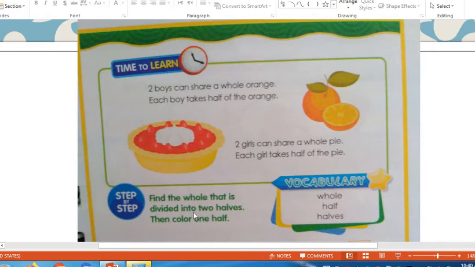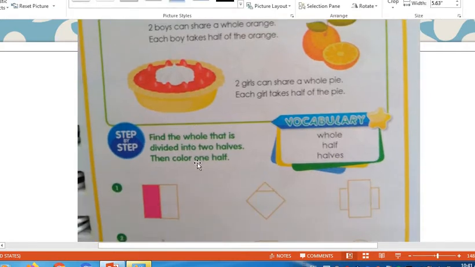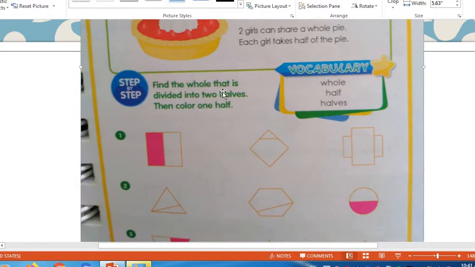Today there is very important vocabulary we should learn. Whole, as I told you in the last lesson, means 1. The whole pie, the whole orange. What does half mean? Here in the whole orange I have 2 halves, and this is 1 half. Now, find the whole that's divided into 2 halves, then color 1 half.